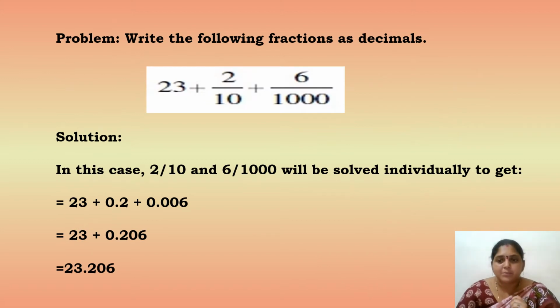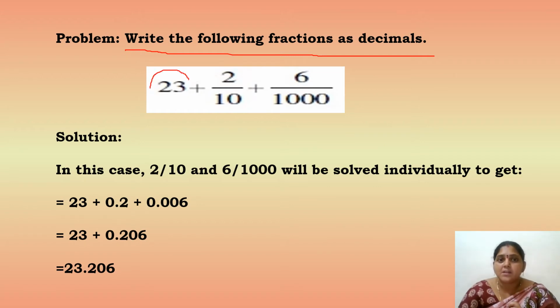Now we will see one more example. Write the following fractions as decimals. Now what is our number here? 23 plus 2 by 10 plus 6 by 1000.